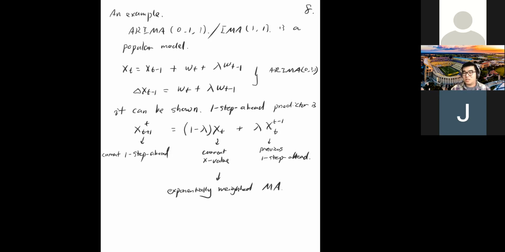The reason is that this model has a very, very nice interpretation, because it's just a weighted average of two things, the current value and the previous forecast. And this lambda here also has another name. We know it is a coefficient for the MA part, but actually this lambda is also called the smoothing parameter.